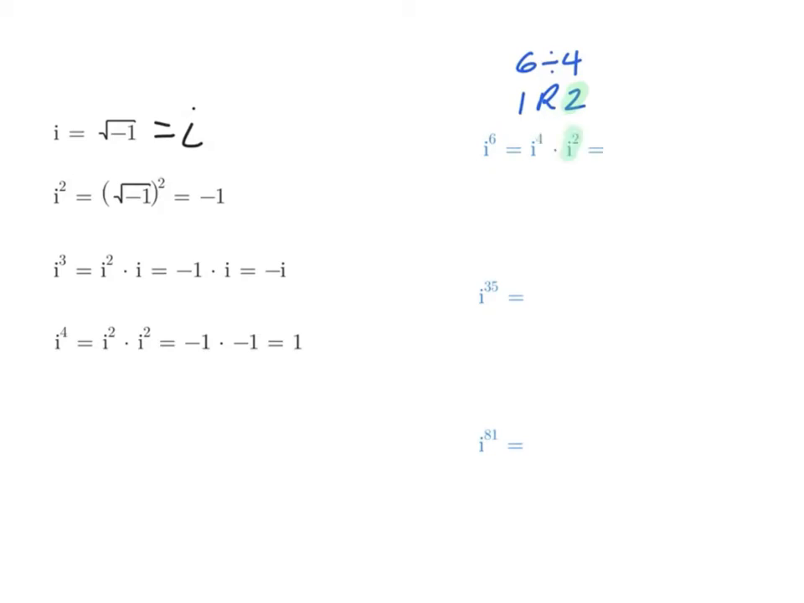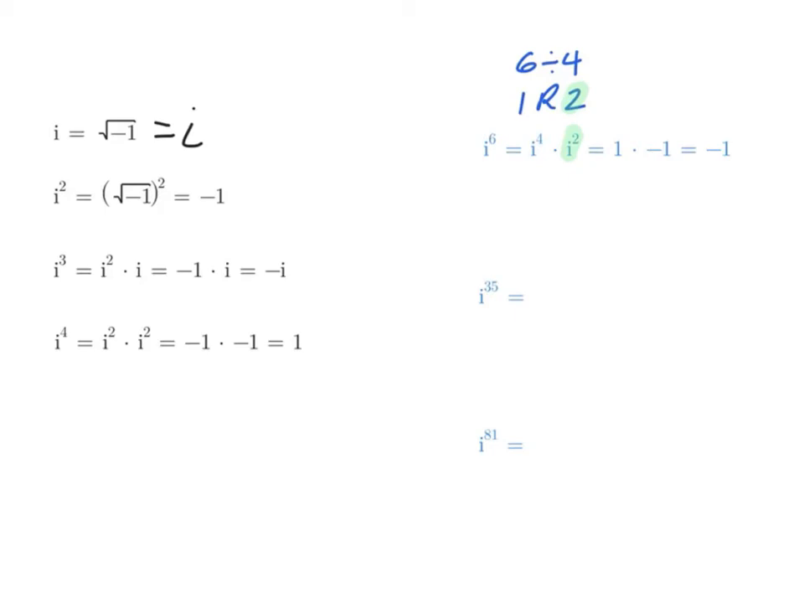So why we've done that is I have i to the 4th times i squared. Well, we know what i squared is. That's negative 1. And we know that i to the 4th is 1. So this is really 1 times negative 1, which is negative 1. Again, the key thing here is that it's all about the remainder. My actual answer is i squared, which is negative 1. We don't have to worry about how many i to the 4th go into it, because that's just 1.